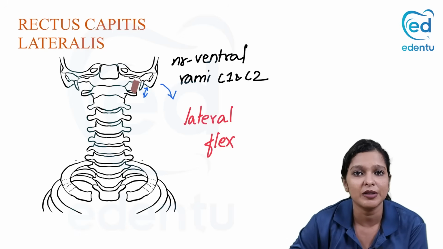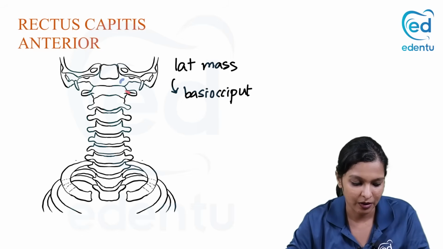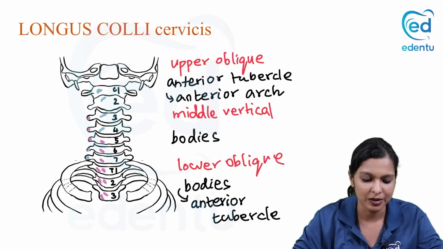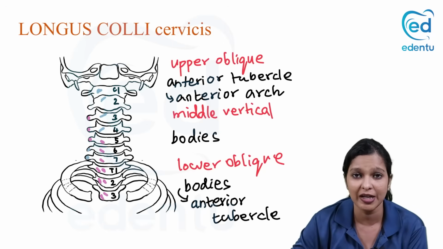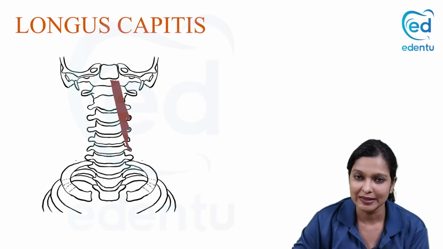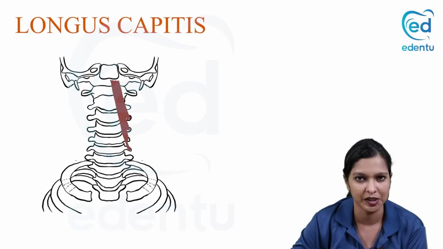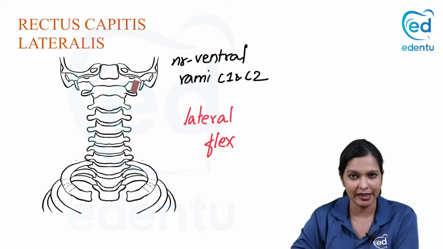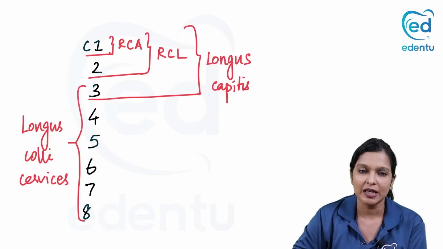So again, we'll just take a look at the names of all the muscles in the prevertebral region. This is the first muscle we saw, longus colli cervicis. This is the muscle that causes both flexion as well as lateral flexion. The second and third muscles that we saw were longus capitis and rectus capitis anterior. Both these muscles cause only flexion of the neck, whereas the last muscle that we saw was rectus capitis lateralis, and that muscle causes lateral flexion. So these are the 4 muscles.